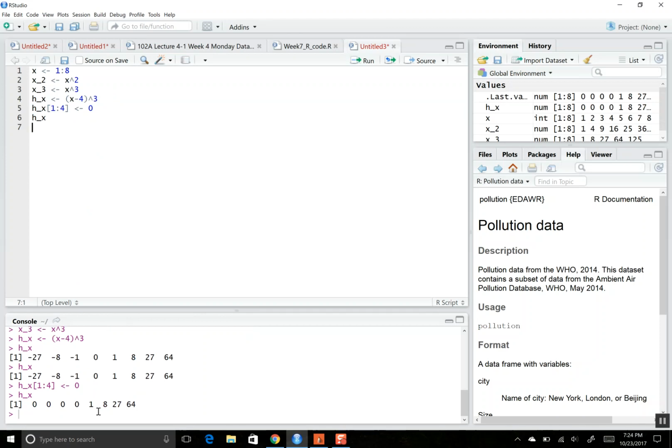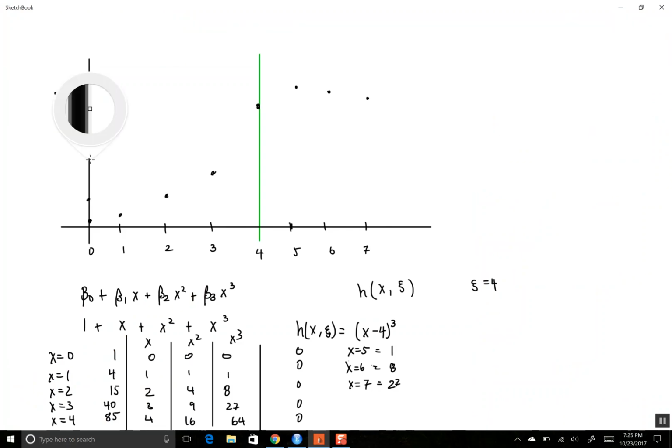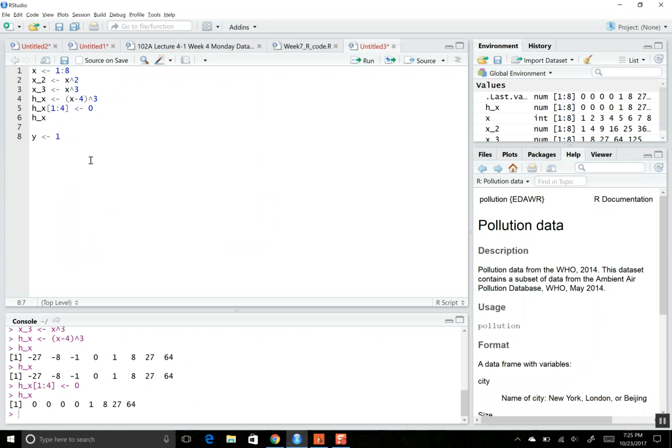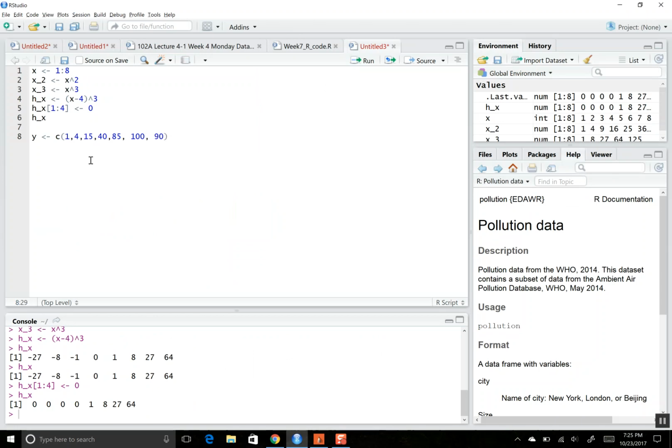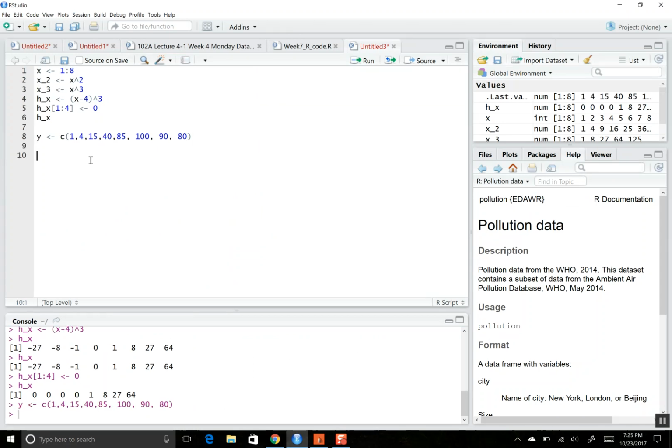Okay, so I have this, and these are my terms here. And now if y is going to be 1, 4, 15, 40, 85, and then let's just make up a few numbers. We'll say 100, then 90, and then 80. So 1, 2, 3, 4, 5, 6, 7, 8. I can just do a linear model between y as predicted by x plus x underscore 2 plus x underscore 3 plus h underscore x. So now I'm just fitting a linear model between these four predictors.